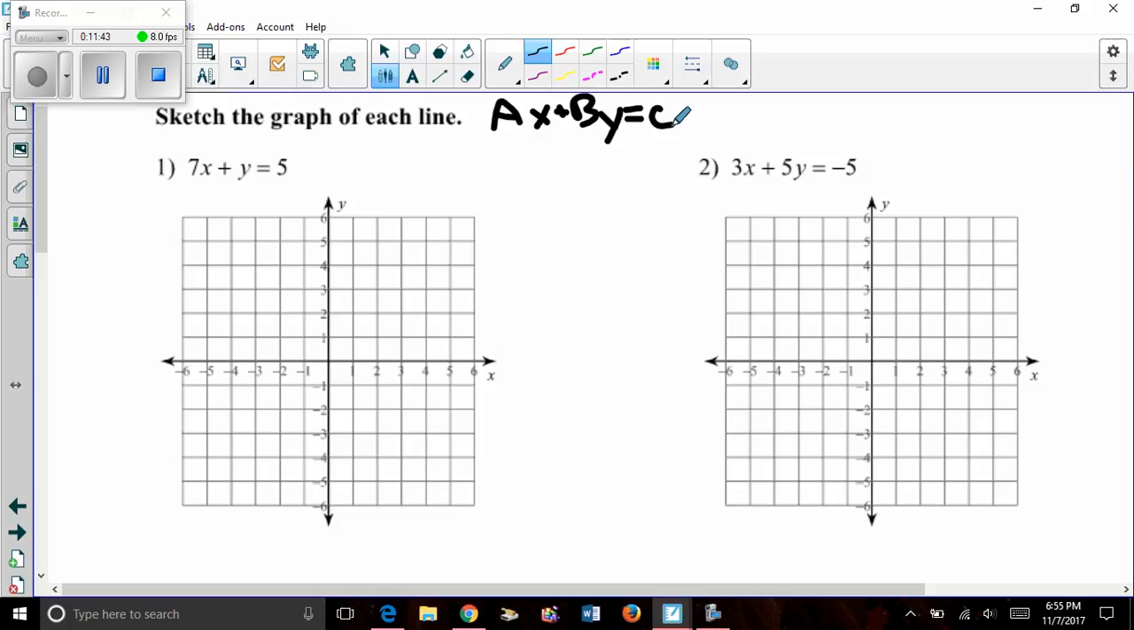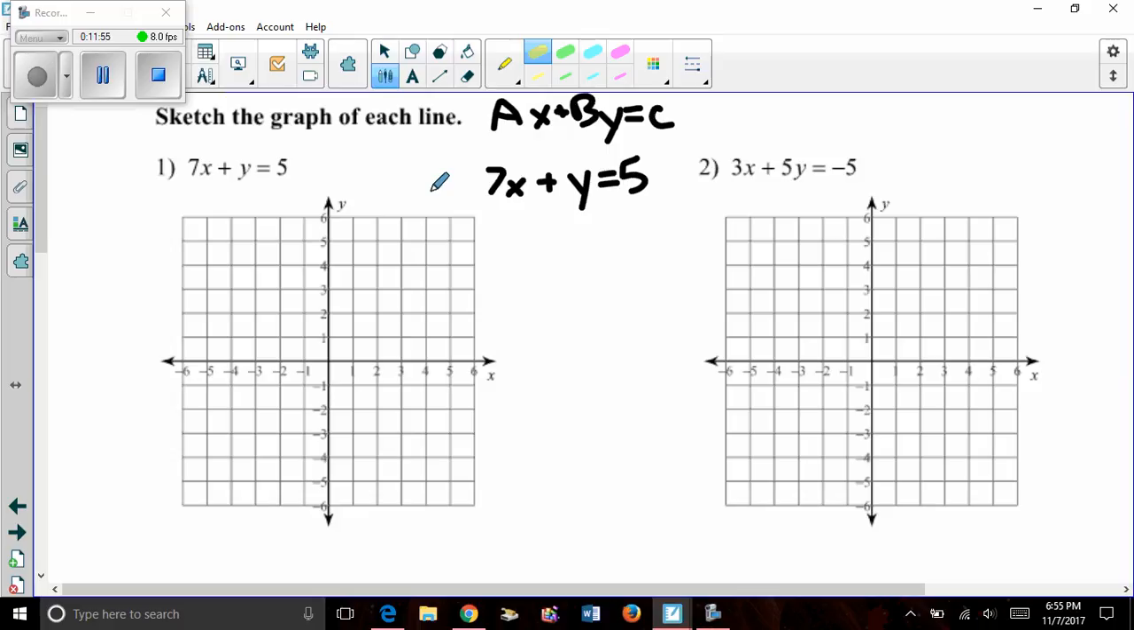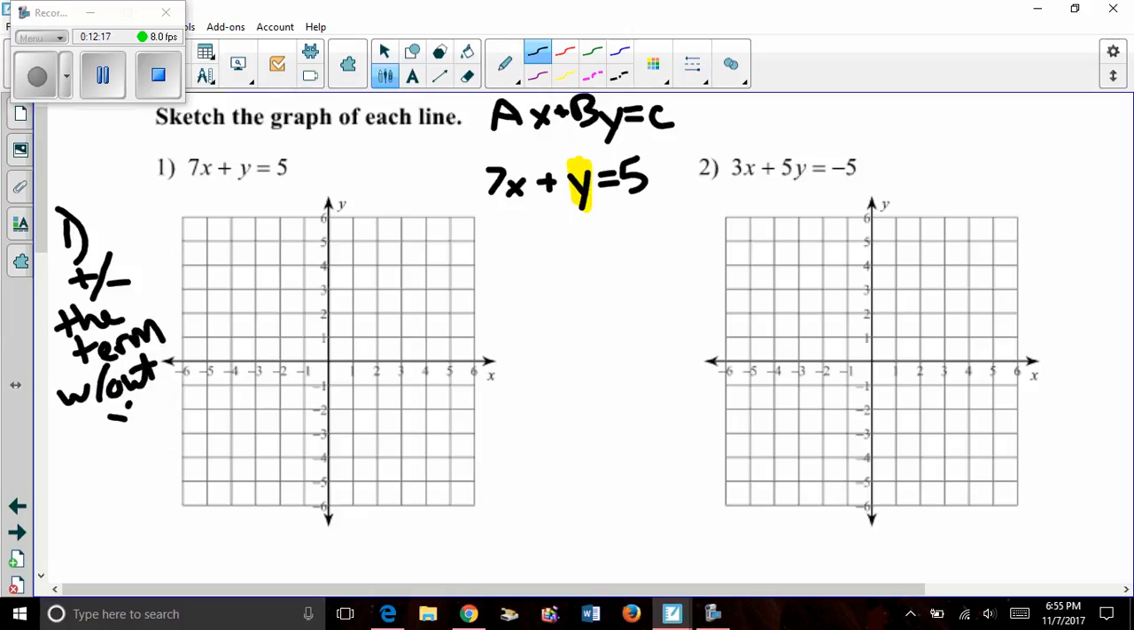But we want to rewrite the equation 7x plus y equals 5 in such a way that y is by itself. I want to get y all by itself. To do that, I've got 2 steps for you. First, add or subtract the term without y. Meaning, we have a positive 7x, so I want to subtract 7x on each side.